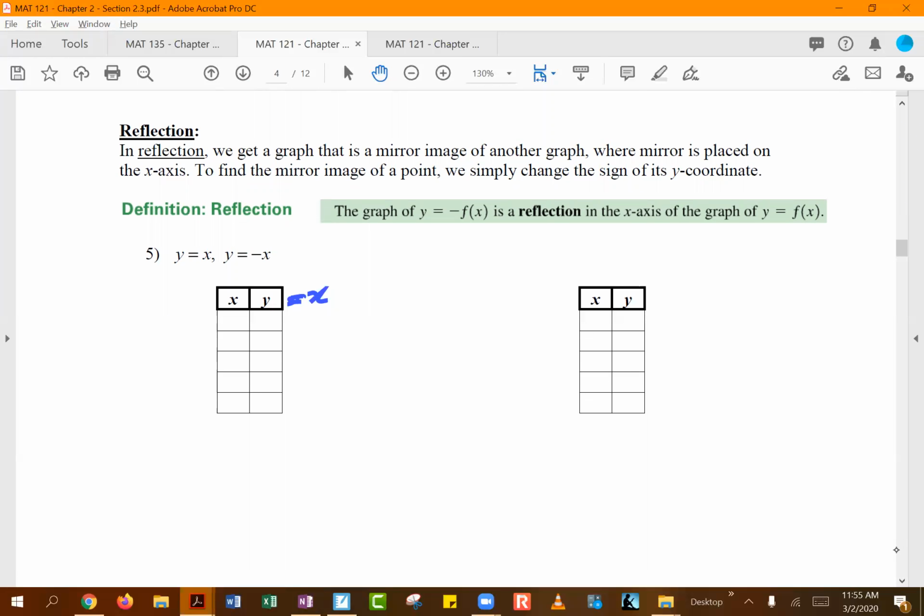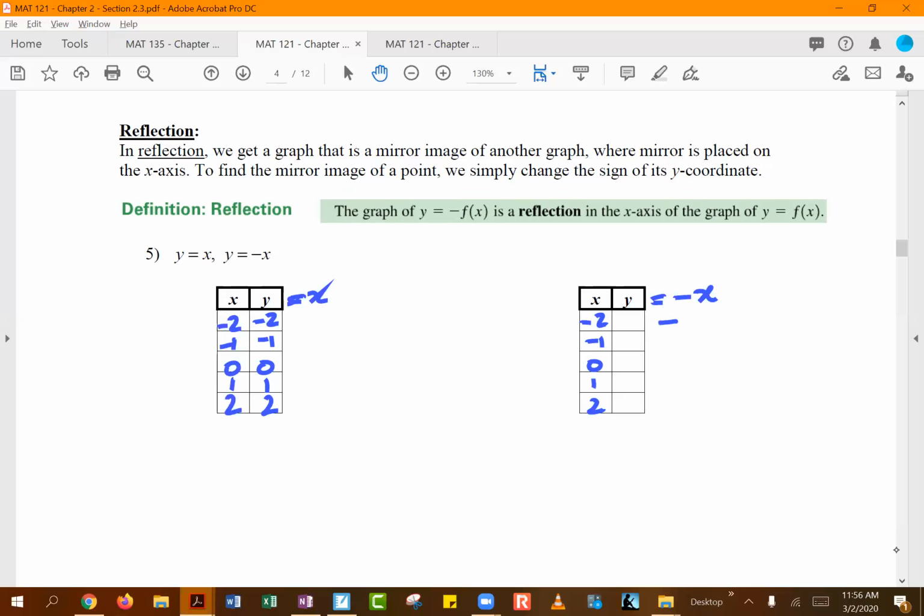So let's go ahead and use those, again, 5 basic points. And since it's y equals x, what will your y coordinates be? No, it will be the same because this is the original y equals x function. So -2 will be -2, -1, 0, 1, and 2. Now for the transformation, the reflection part, which is y equals -x, this is where you're going to change your signs. Yeah, very good. So same 5 points for the x value.